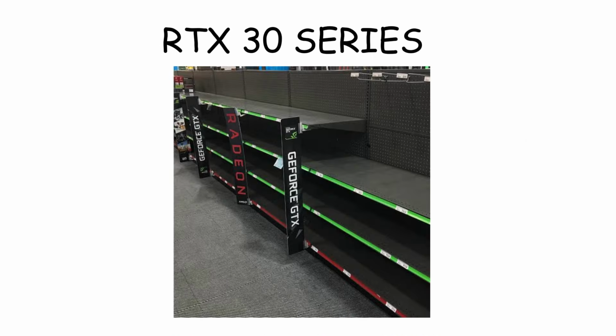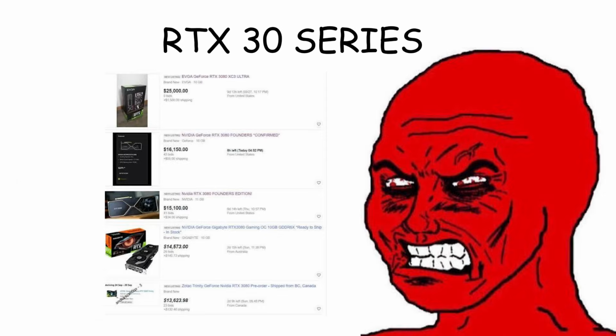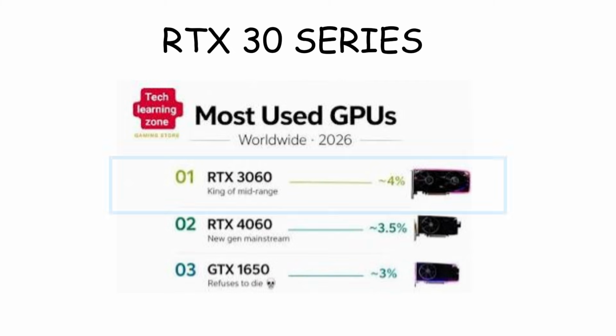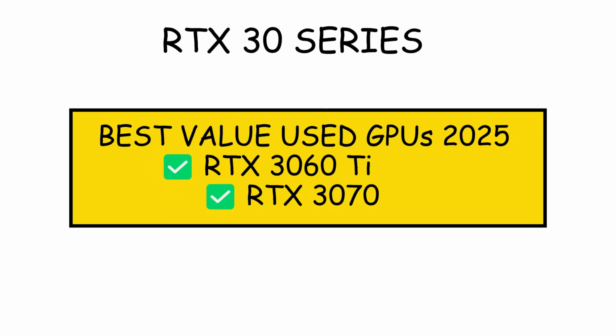The only problem was availability. The RTX 30 series launched during the crypto mining boom and the global chip shortage of 2020 and 2021. Cards were selling for 2 to 3 times their original price on the secondary market. Most people could not buy one at launch even if they wanted to. But now in 2025 and 2026, used RTX 30 series cards are available at very reasonable prices. The RTX 3060 Ti and RTX 3070 in particular are some of the best value used GPUs you can buy right now.